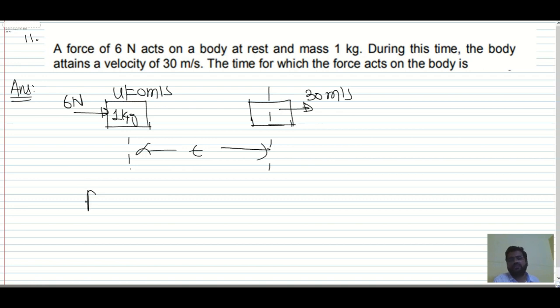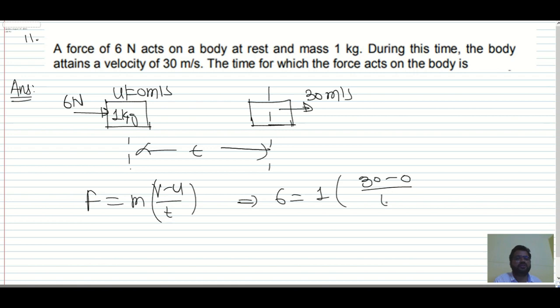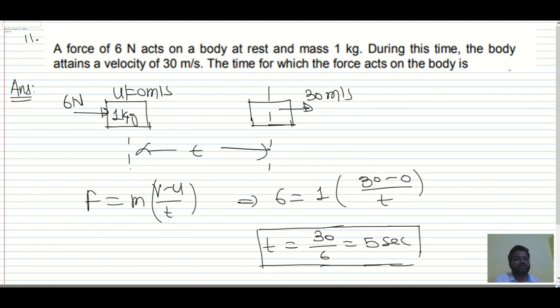So we know that force F is equal to m into (v minus u) divided by t. So what is the force? 6 is equal to, mass is given 1, into final velocity we want 30 minus initial velocity 0, divided by time t. So the time t is equal to 30 divided by 6, and that is equal to 5 seconds. So the time for which the force acts on the body is 5 seconds. So I hope this is clear.